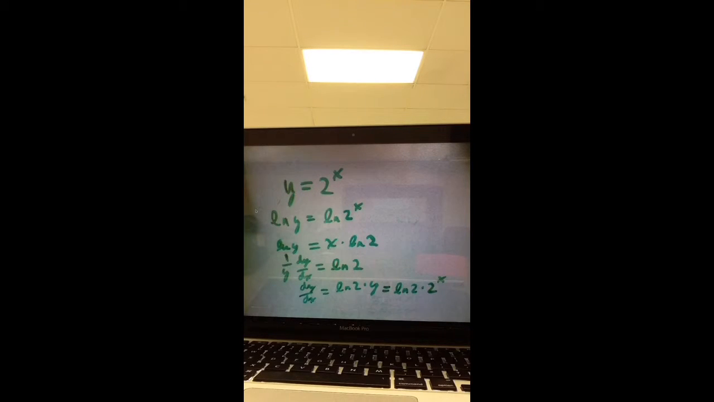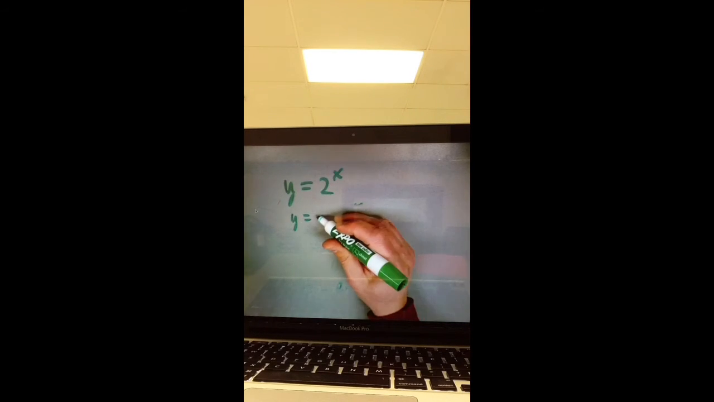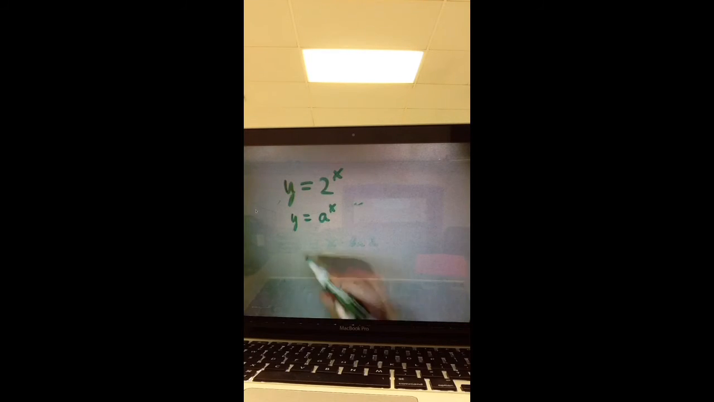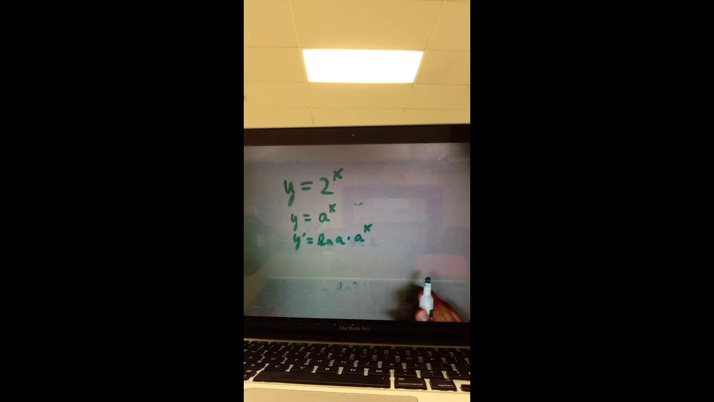Now, have y'all got that written down? So here's just what you need to know. Any constant a raised to x, its derivative will be the natural log of a times a to the x.